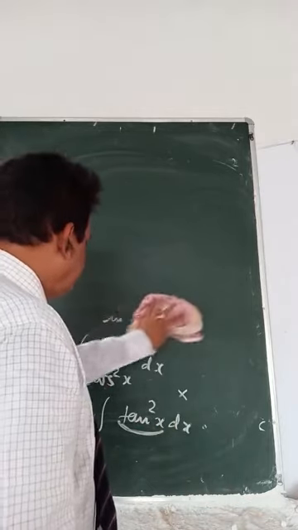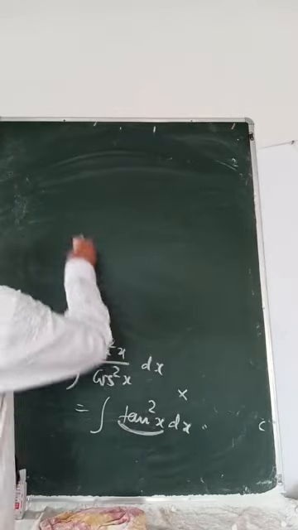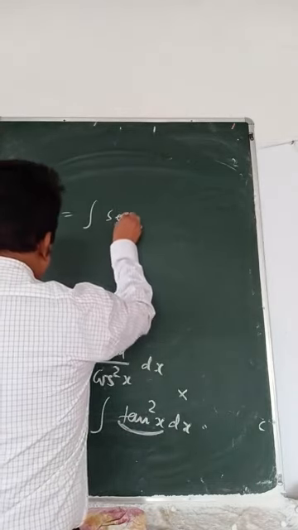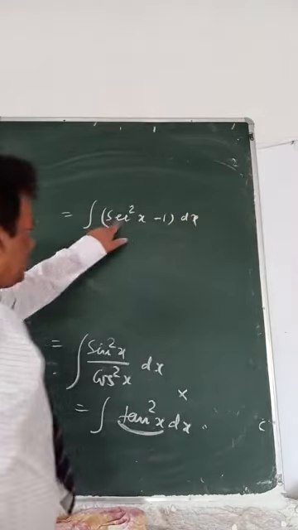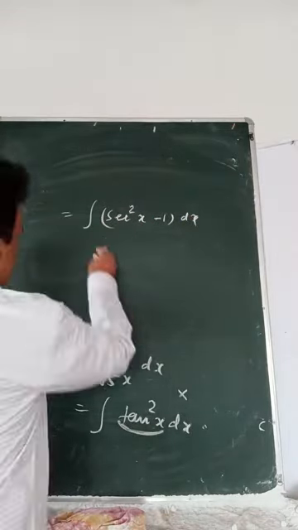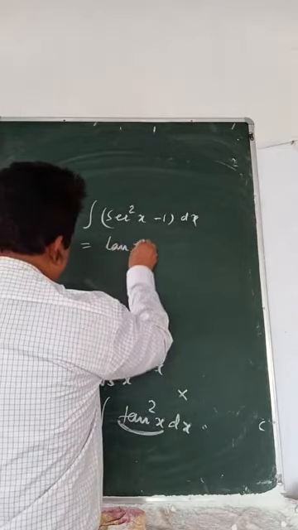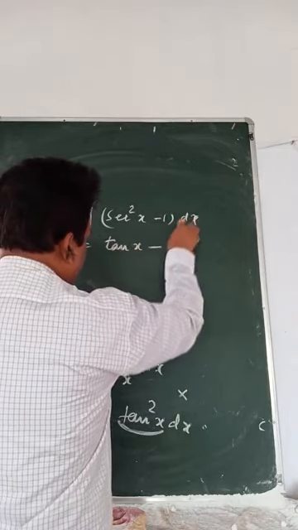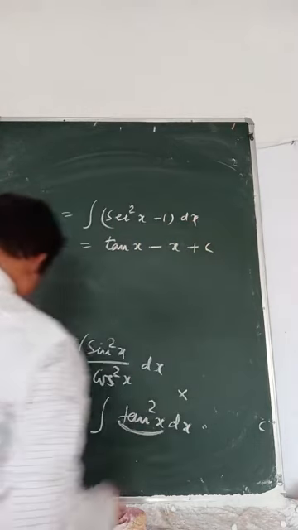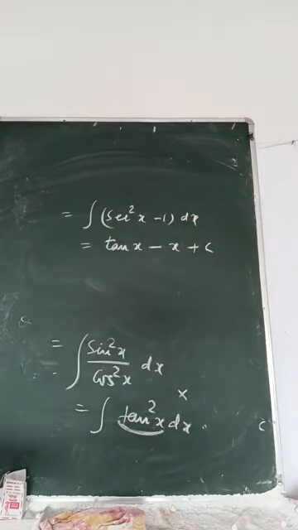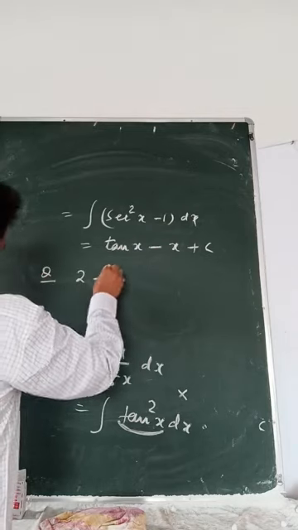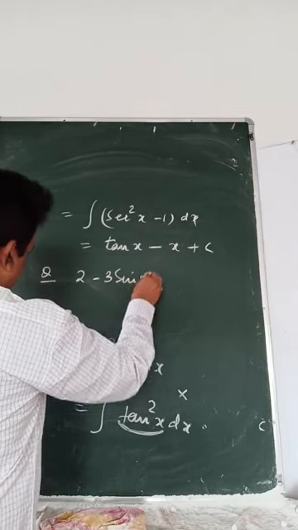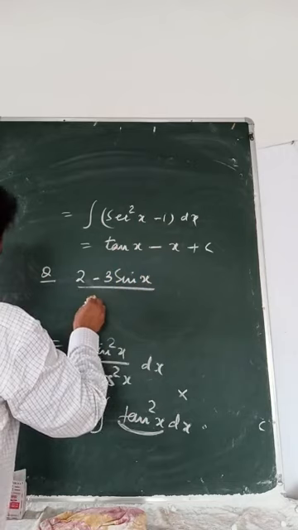So I can write tan square x as sec square x minus 1. And we know the integration of sec square x. How much is it? Tan x, see the formula chart. The integral of 1 dx is x, then a constant. Okay. See another question: (2 minus 3 sin x) divided by cos square x.